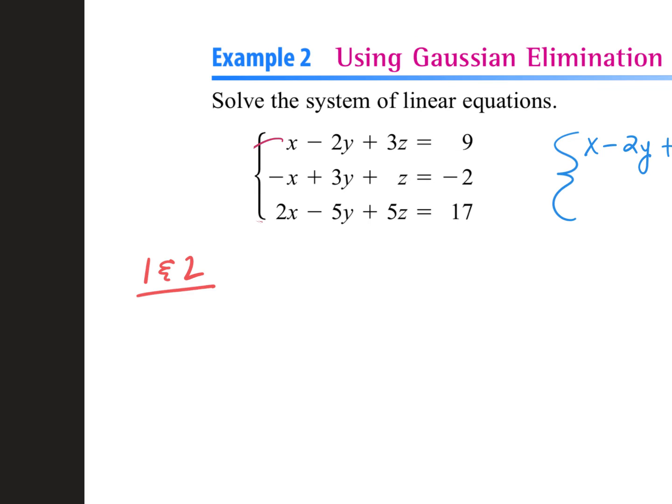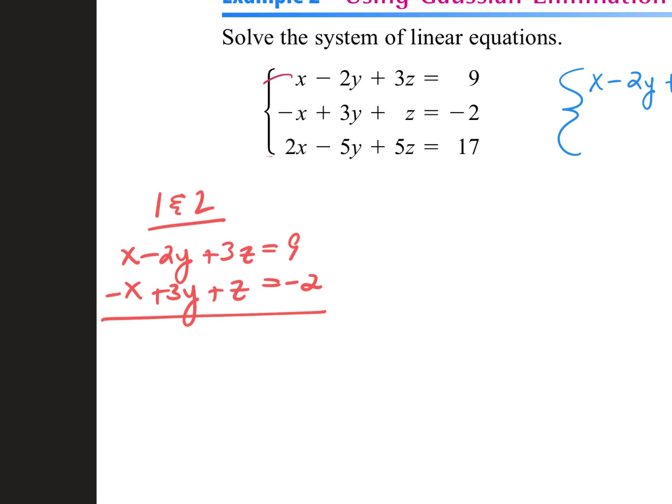I'm going to take 1 and 2, and I'm going to eliminate the x's. So x minus 2y plus 3z equals 9, and negative x plus 3y plus z equals negative 2. Is this already set up to where the x's will eliminate each other? Yeah, right? I don't have to multiply anything. I already have exact opposite coefficients of x. So just add down. This crosses out.